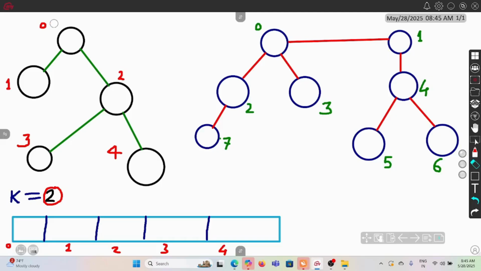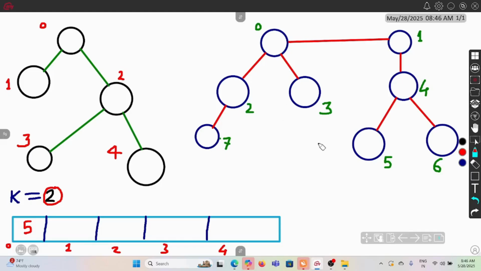Okay, so here in 0 we found 5 as the target, right? Let me write down that for the 0th node itself I found 5 as the target for K equal to 2. We found 0, 1, 2, all of them are within the range of K equal to 2. So we found this 5 when it was inside it.